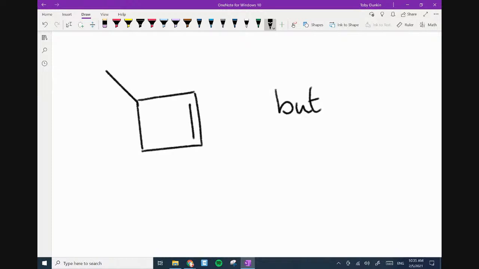It's a square butt. I need to stop. I'm such a dad right now.